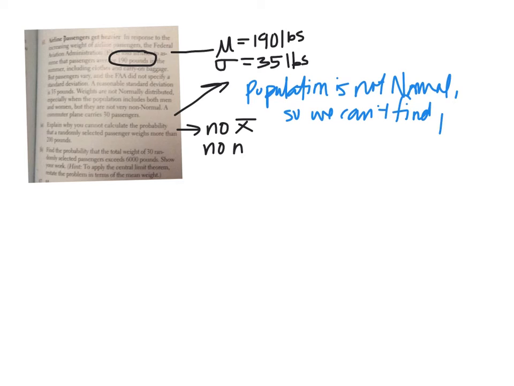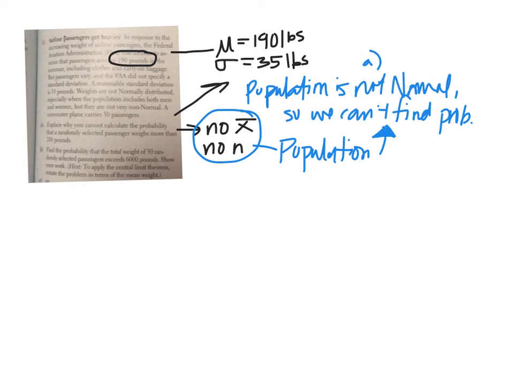We can really only find a probability if the thing that we're working with, whether it is a population or a sampling distribution, is normal or approximately normal. So since we're not talking about these things, that means we're talking about the population in this problem. They're just pulling one person from the population. They're not trying to do some kind of average. And the population wasn't normal, so we can't do anything.